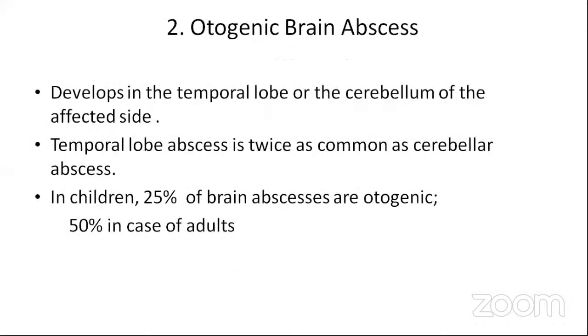Next is otogenic brain abscess. It develops in the temporal lobe or the cerebellum of the affected side. Temporal lobe abscess is twice as common as cerebellar abscess. In children, 25% of brain abscesses are otogenic, and in adults 50%.